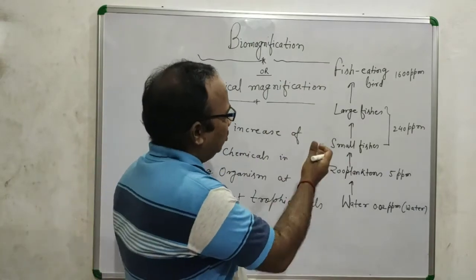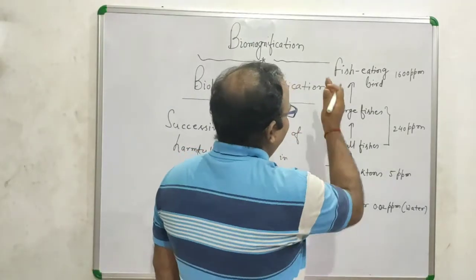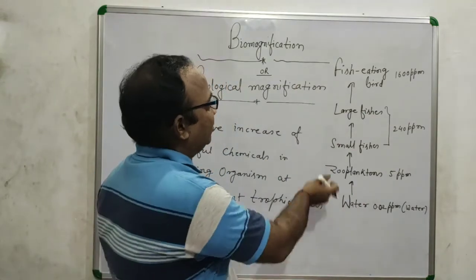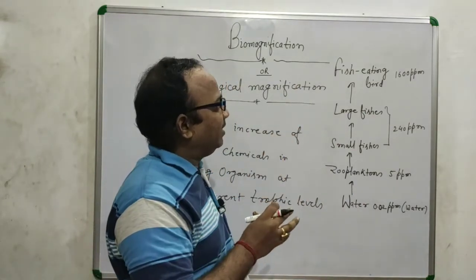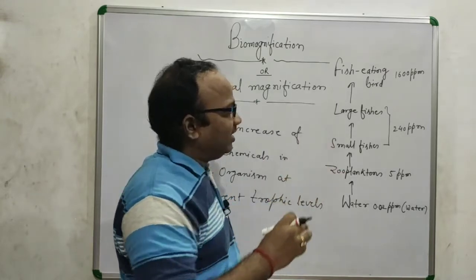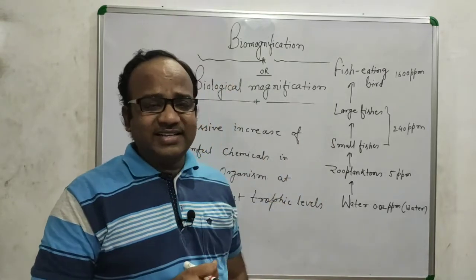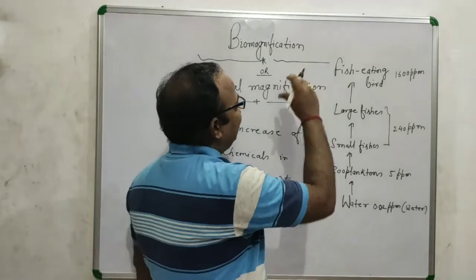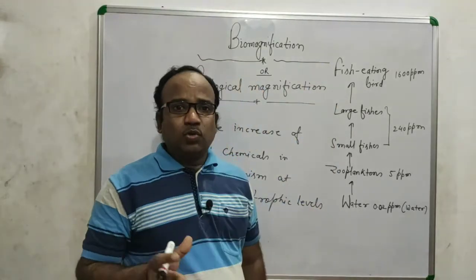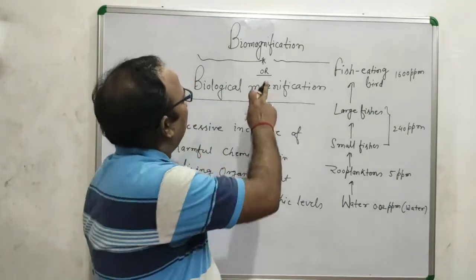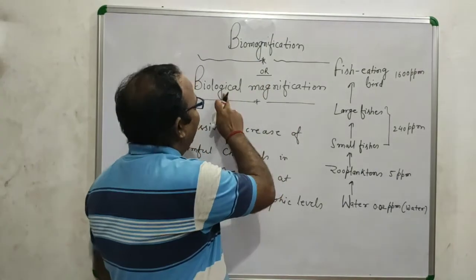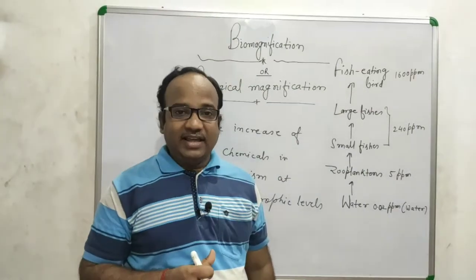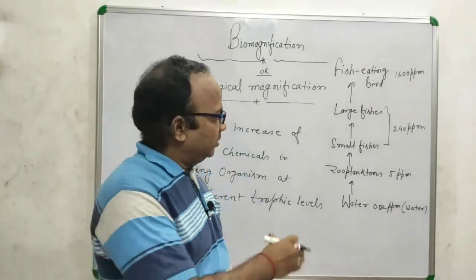So there is one conclusion: when the trophic level goes higher, the concentration of harmful chemicals in the living organisms, in their body cells, increases at a very fast rate. That's why it's called magnification, biological magnification, for the harmful chemicals. So this is all about it.